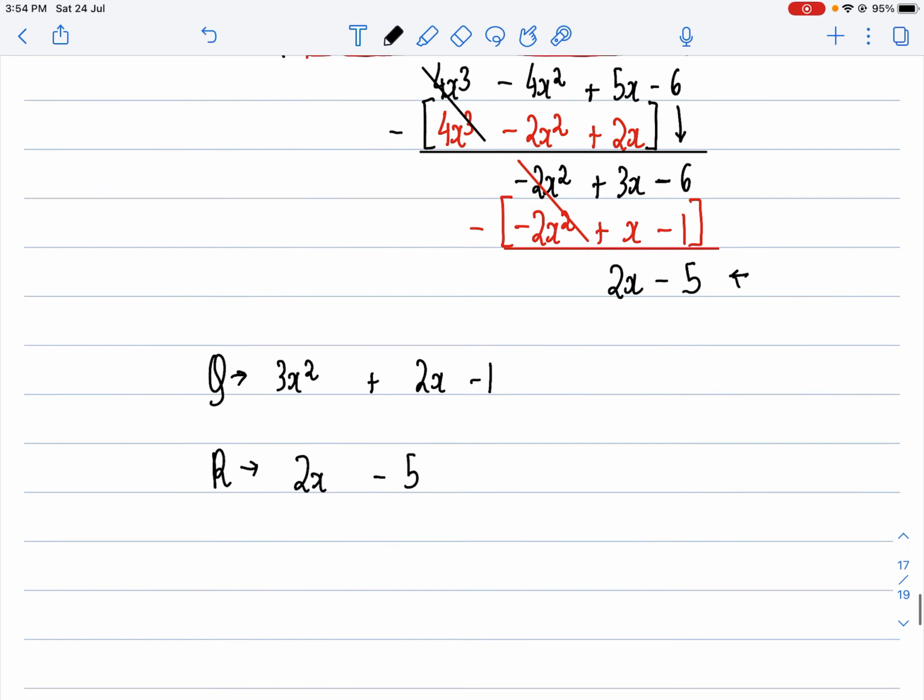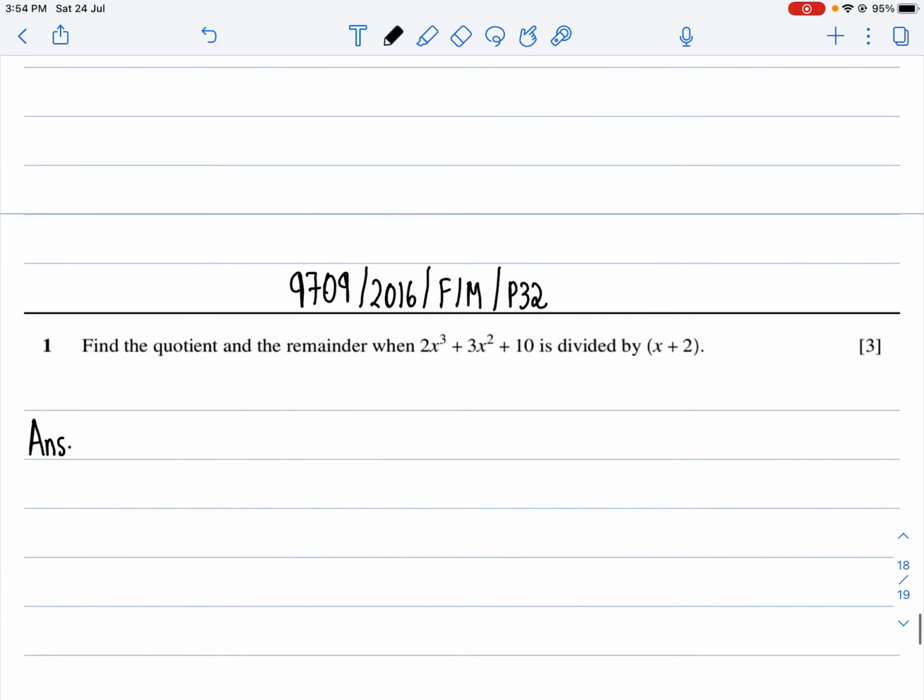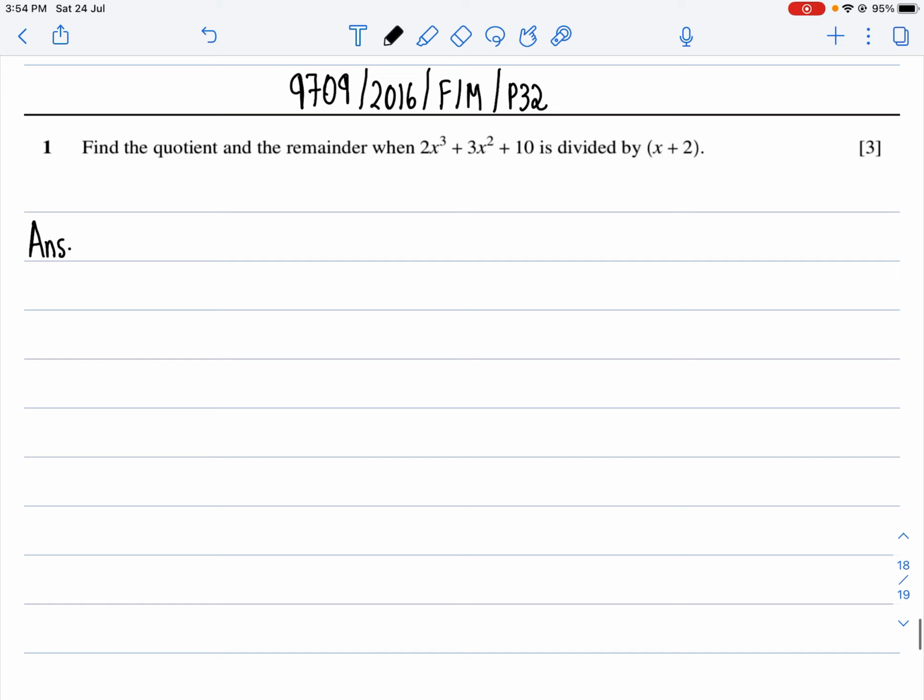Now, let's do a very important type of long division. Okay, so this is the question from 2016 Feb March paper 32. So we need to find the quotient and remainder when 2x cubed plus 3x squared plus 10 is divided by x plus 2. So everything after divided by is basically my divisor here. Correct? This is my divisor. And this thing here is my p of x, which is basically my dividend.